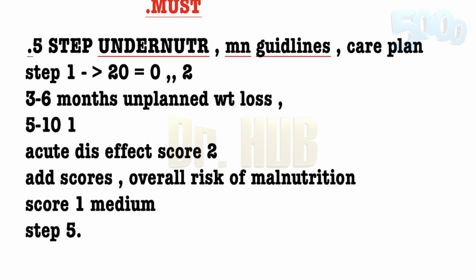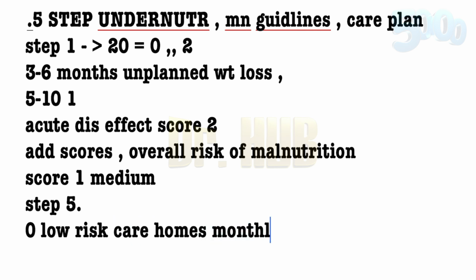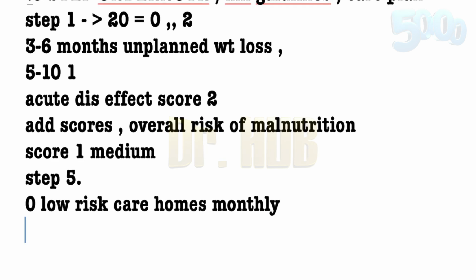As per step 5, 0 means low risk, routine clinical care. Repeat screening: hospitalized weekly, and care homes monthly. Then come specific groups, for example those greater than 75. Next is 1. When you look at 1, it is medium risk: observe.